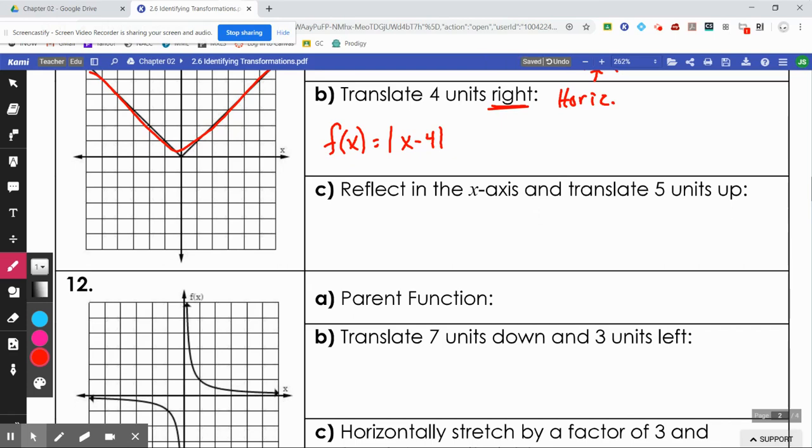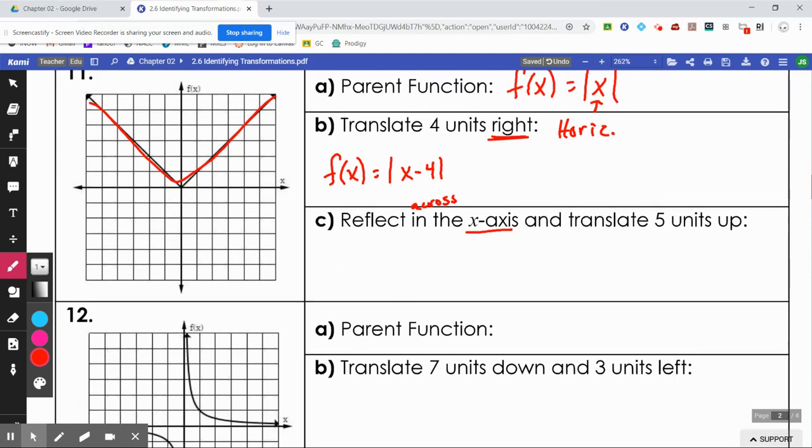Well, how would we reflect it in the x-axis? And the word in, again, means across. How would we reflect it across the x-axis? And across the x-axis would not be that way. That's going to be across the y-axis, right? So across the x-axis, that would be a vertical. So we're going to flip it vertically. So that means it's not going to happen inside with the x. Let me put vertical right there. That's going to be a vertical flip.